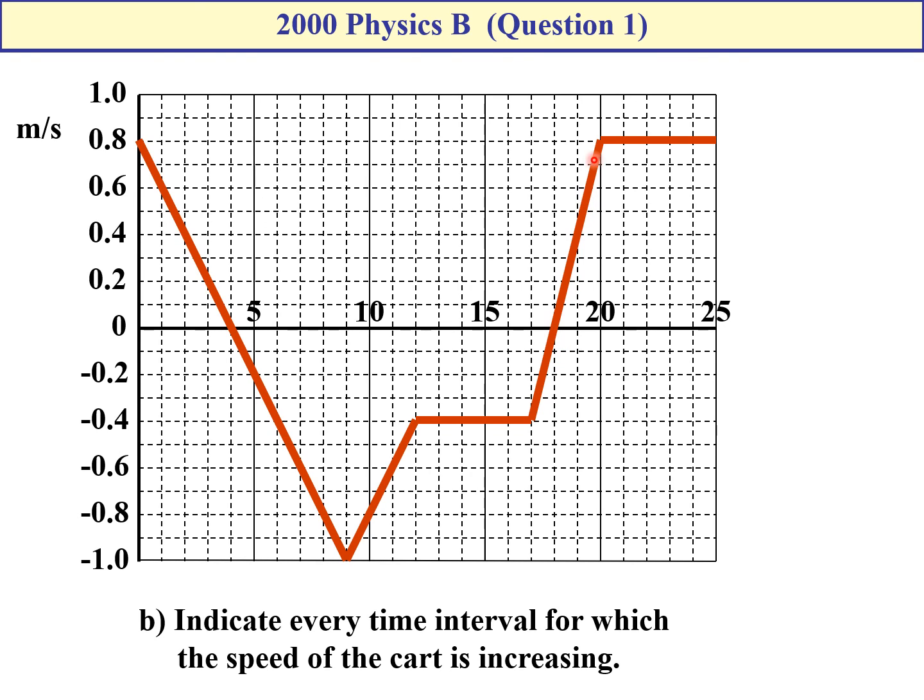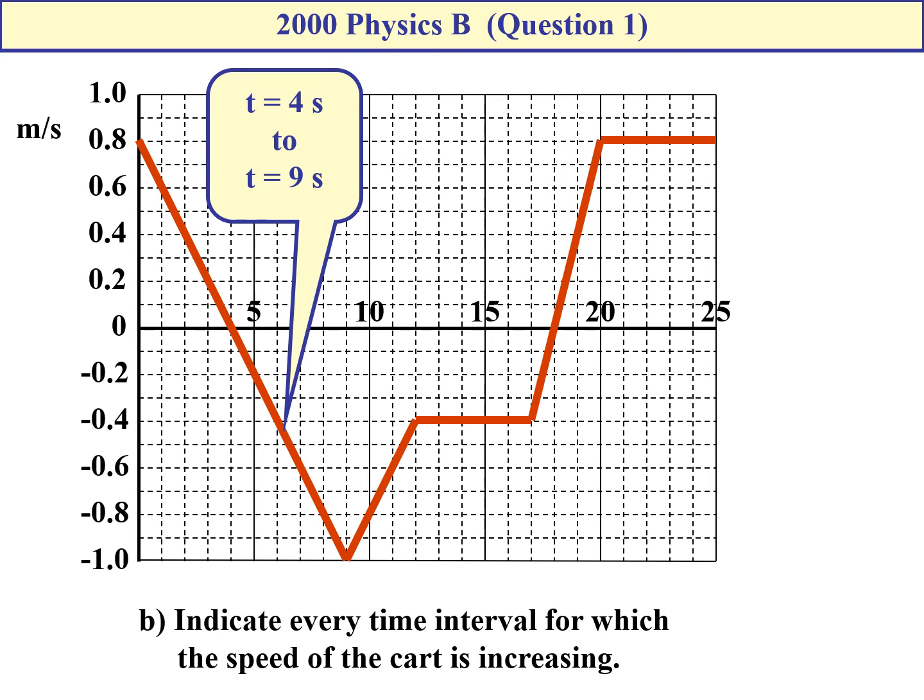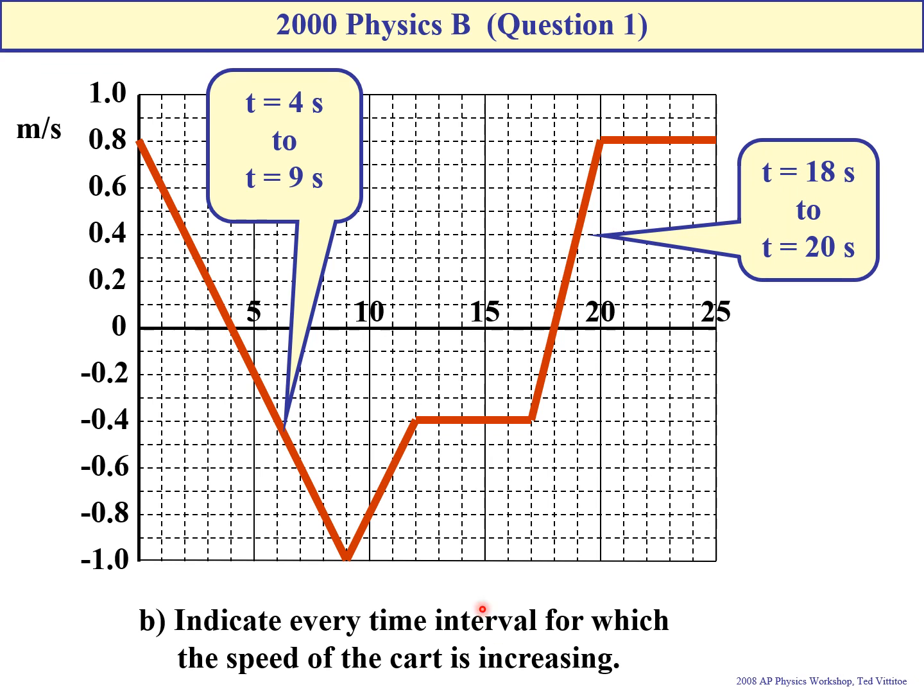But from 18 to 20 seconds, we see that we have a positive slope, which means positive acceleration, and a positive velocity because we're above the x-axis. So that's going to be the two locations that we actually have an increasing speed, because the velocity and acceleration are in the same direction between 4 and 9 seconds, as well as from 18 to 20 seconds.